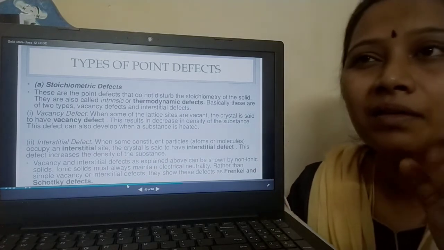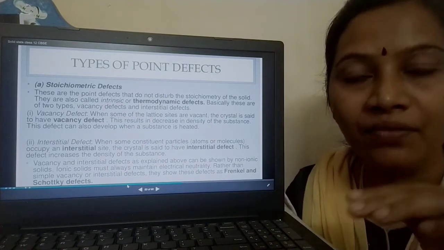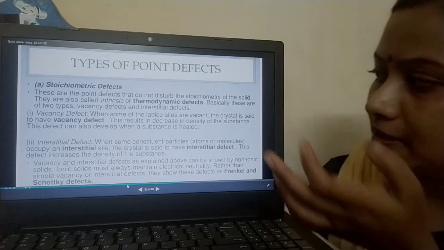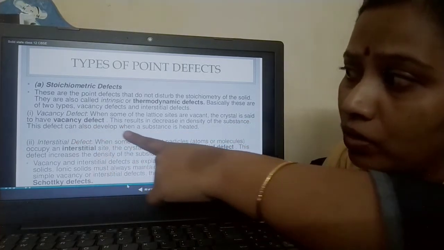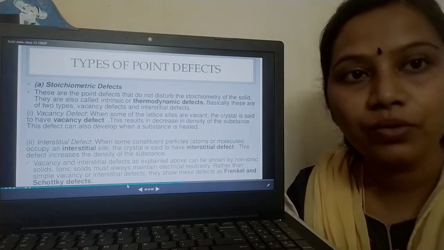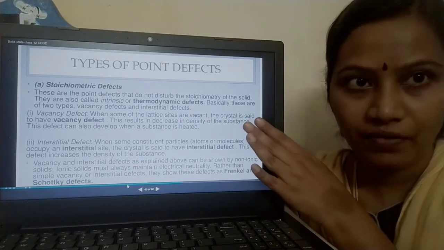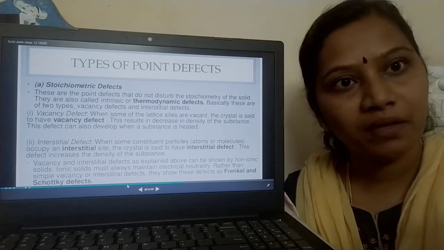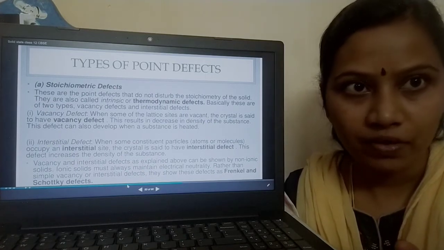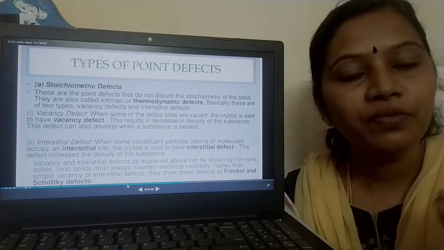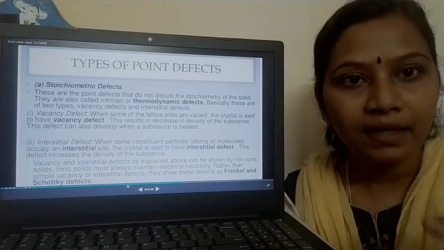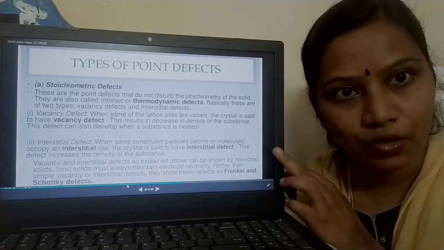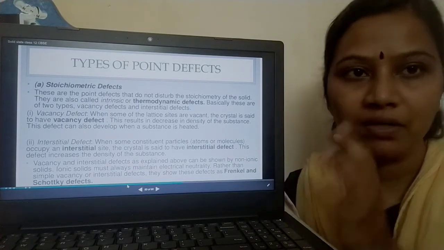Whenever instead of full packing there is a gap, obviously the density of the solid decreases. This defect can also develop when you heat a particular substance. So this is about vacancy defect, which comes under stoichiometric defect. There is no change in the stoichiometry of the solid. Whenever some of the sites are vacant in a crystal lattice, that is called vacancy defect, which decreases the density of a substance, and happens when a particular substance is heated.